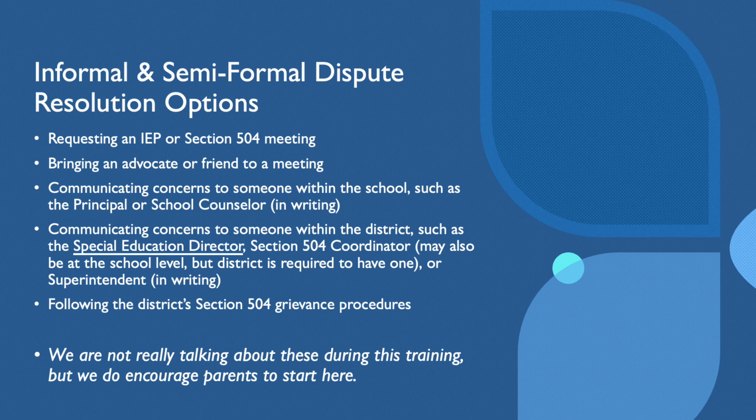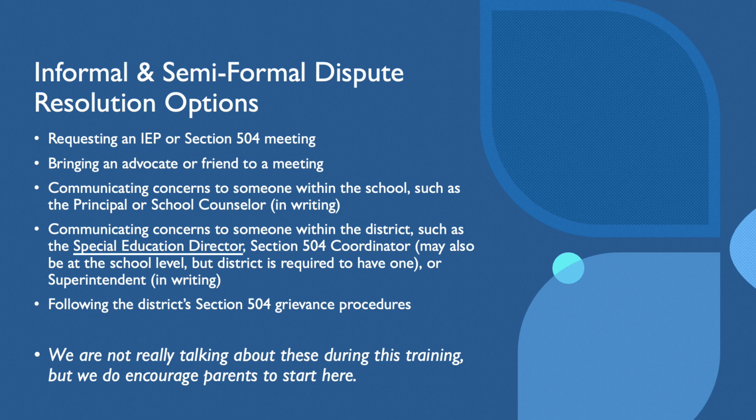Next, we recommend communicating your concerns to someone within the school, such as the principal or school counselor. It is important to do this in writing so that you are able to keep a record of this communication. After that, it can be helpful to communicate your concerns to someone at the district level, such as the special education director for your district, the Section 504 coordinator, or the superintendent. You can find your district special education director on the Colorado Department of Education, or CDE's, website. There may be a Section 504 coordinator for your school at the school level as well, but at the very least, the district is required to have one. Again, it is important that these communications are in writing.